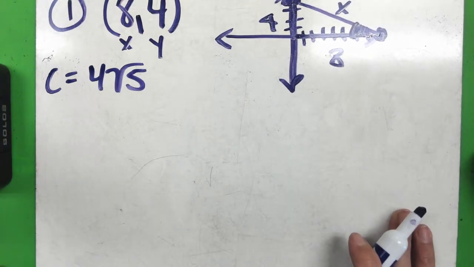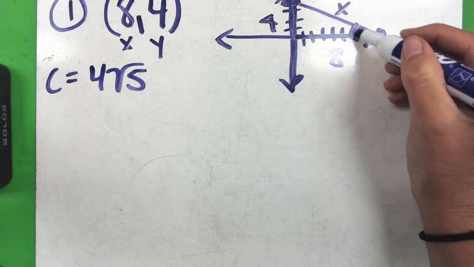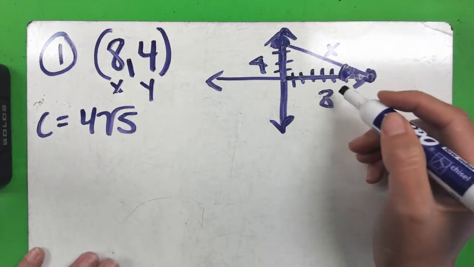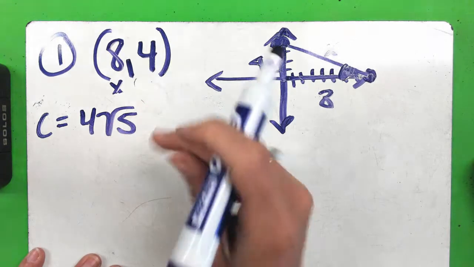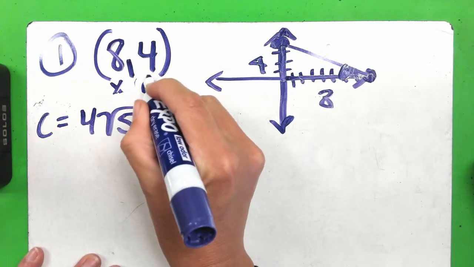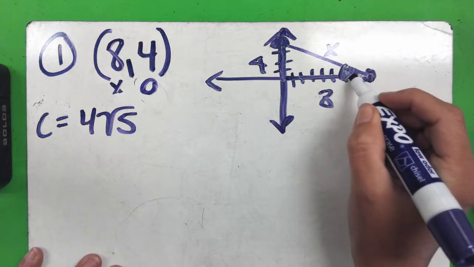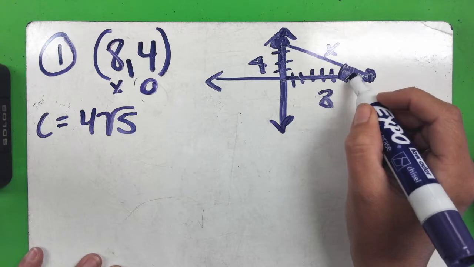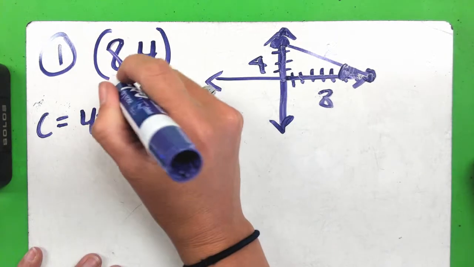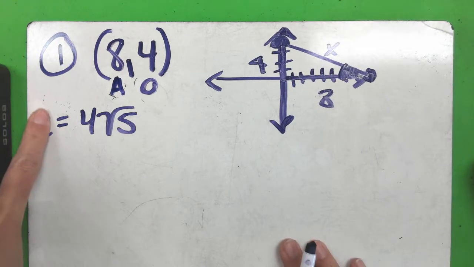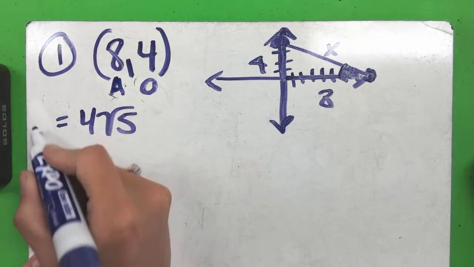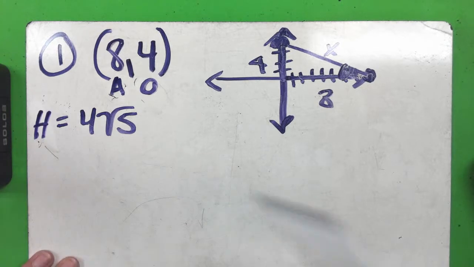Alright, from here, looking at this angle again, what would be opposite? 4. Good. I want you to put under the 4 on your paper O. What would be adjacent to this angle? 8. Very good. So you can put A by the 8. And then the C, I'm going to replace this with what? H. Good, for hypotenuse.